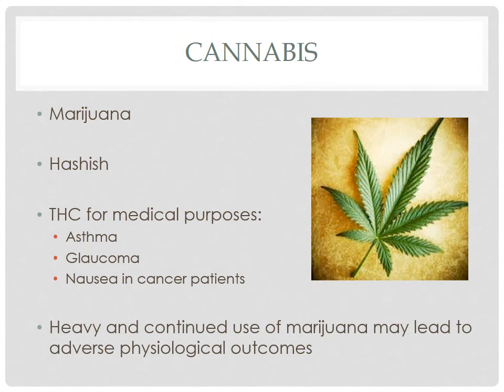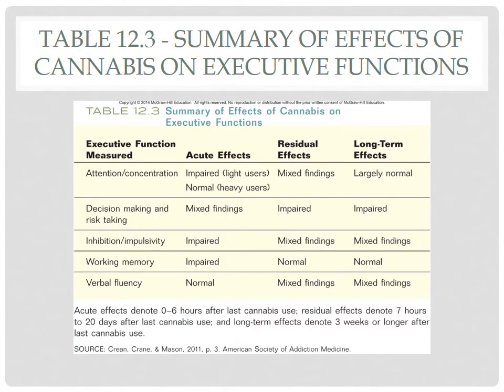It's important to note there's often a misconception with cannabis that even though it may not be as harmful as some of the other substances, it's not without some adverse physiological outcomes. It can produce a variety of effects on bodily functioning. It can lead to a higher risk of experiencing a heart attack, impaired respiratory functioning, and some problems with executive functioning. Your text goes over this, in terms of problems with decision making, inhibition, impulsivity, and verbal fluency.